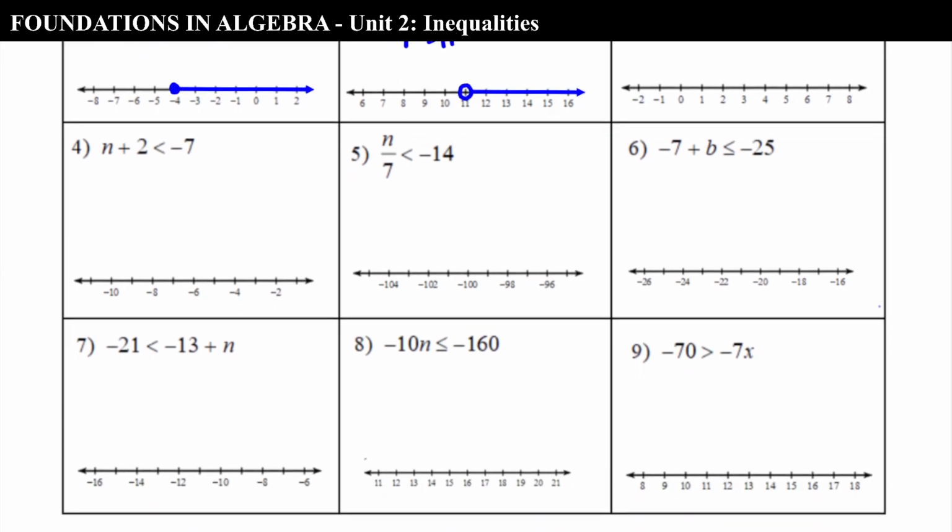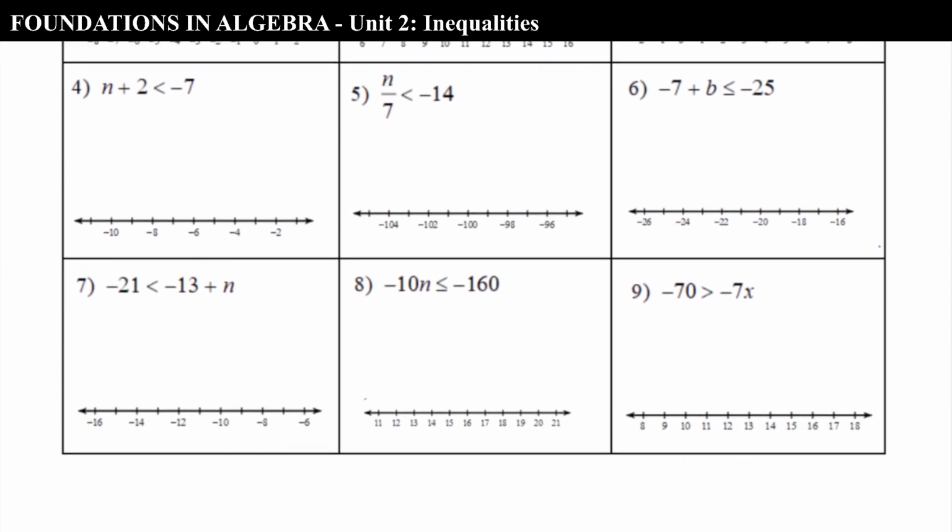For number 4, we are going to subtract 2 from each side. So you can tell that these are all one-step equations, or one-step inequalities, because they only take one step to solve. So here we have n is less than -9. We're going to put an open dot at -9, and we are going to graph to the left.